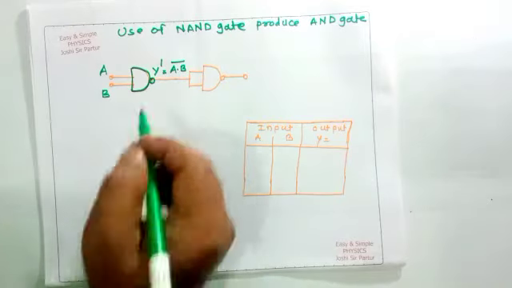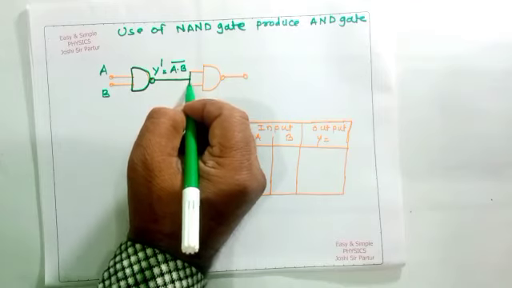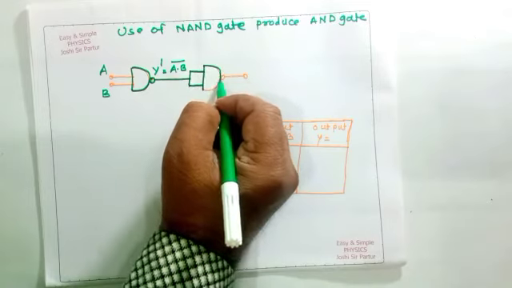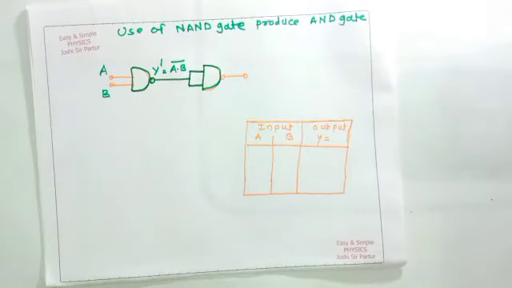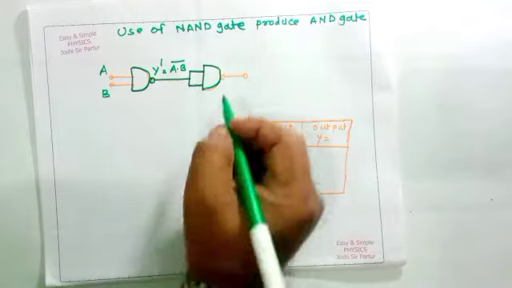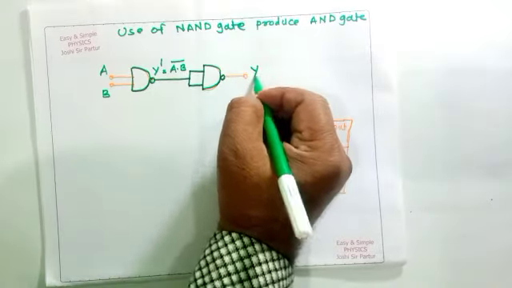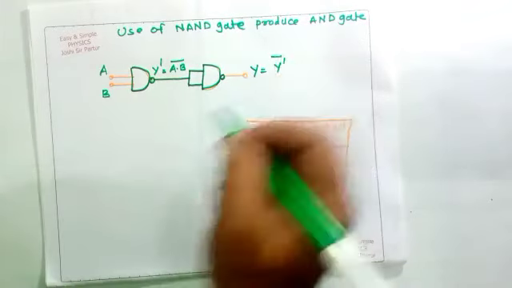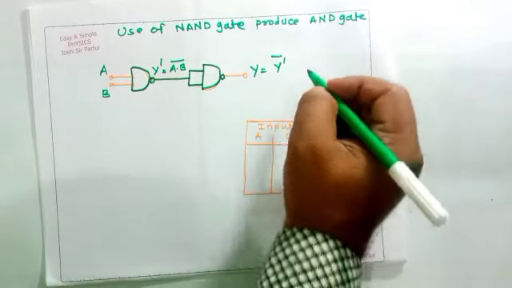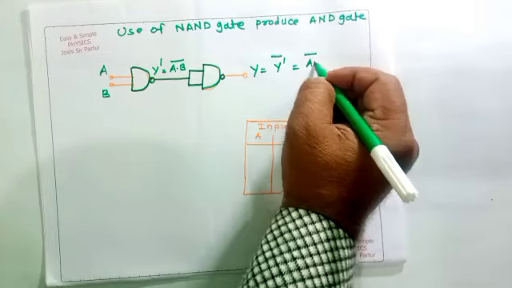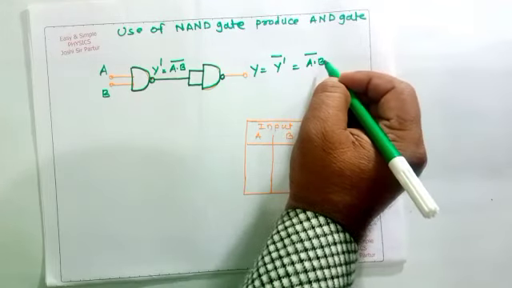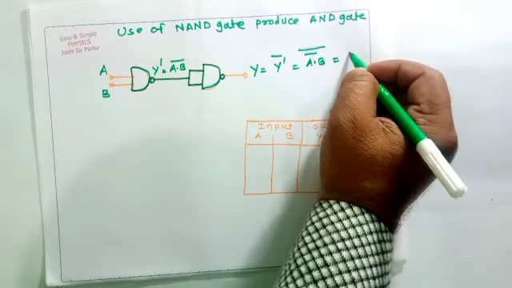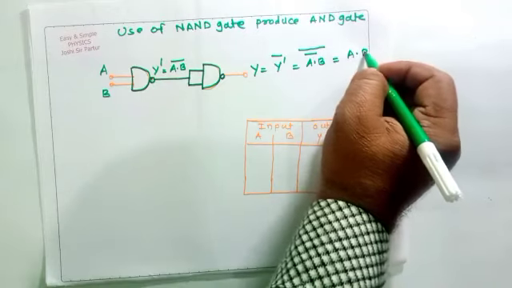This Y dash will be the input for another NAND gate whose two inputs are shorted. So Y dash becomes the input, and the output for this circuit will be Y is equal to complement of Y dash. That will be complement of A dot B, its complement. So complement and complement, it will be A and B.